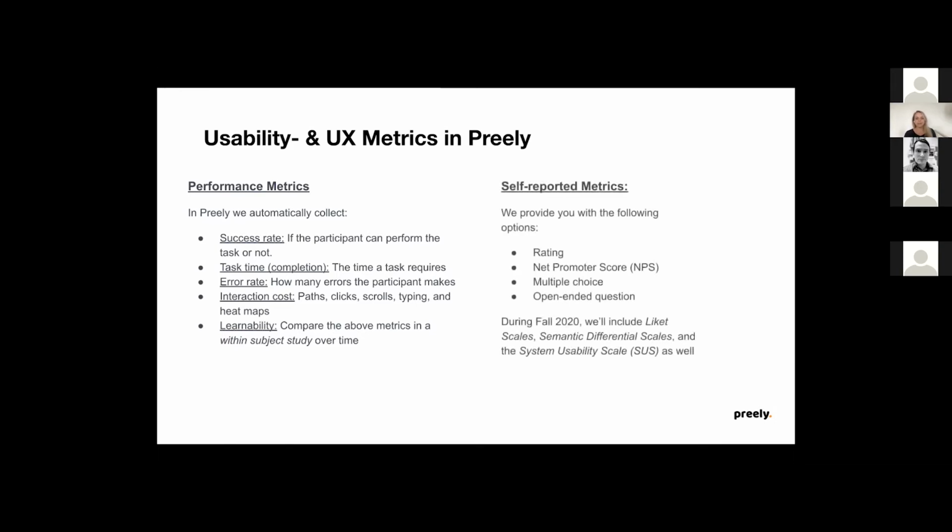And then we have the self-reported metrics. We have rating right now. We have net promoter score. We have multiple choice, and then we also have open-ended questions, and you'll see some of them later on as well. During fall, we'll also include a Likert scale, semantic differential scale, and also the system usability scale.